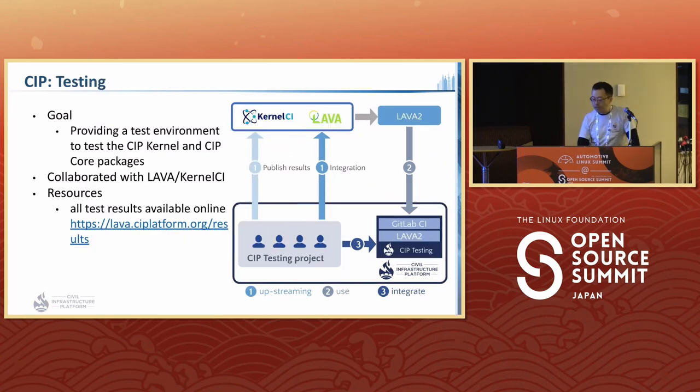Another activity is testing. The test working group uses LAVA and KernelCI to test the CIP kernel around the user land. We publish the results of our tests on the KernelCI website. CIP has other activities. Please visit the CIP website if you want to know more.